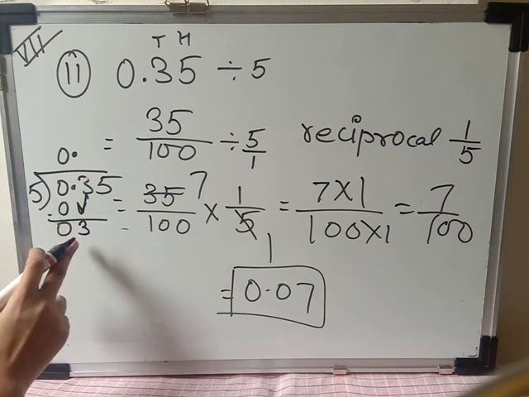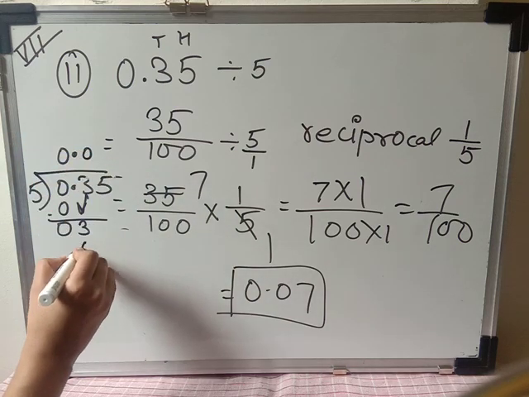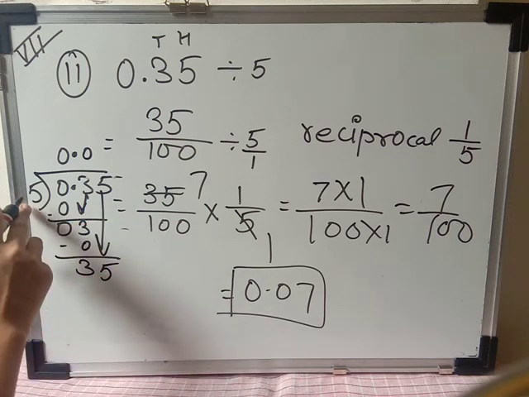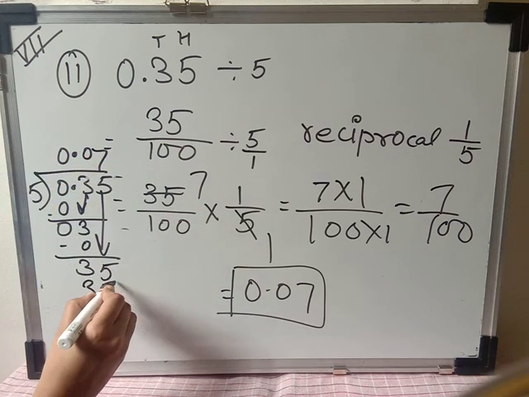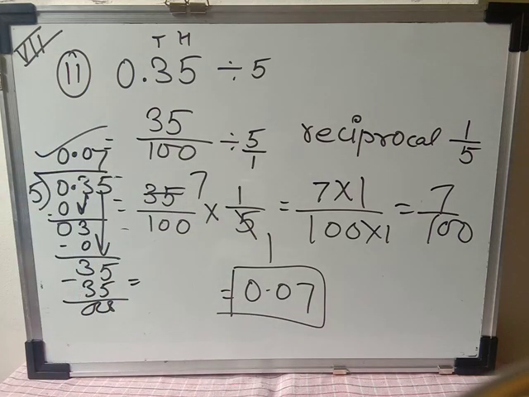Again we can't divide the 3 by 5 because 3 is less than 5, so divide with the 0, 3. Now take 5 down. Now 5 sevens are 35. So here also we got the same answer, that is 0.07. So in this way, in both ways, you can divide the decimal number by a whole number.